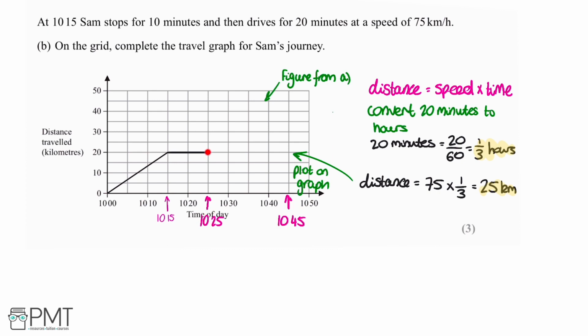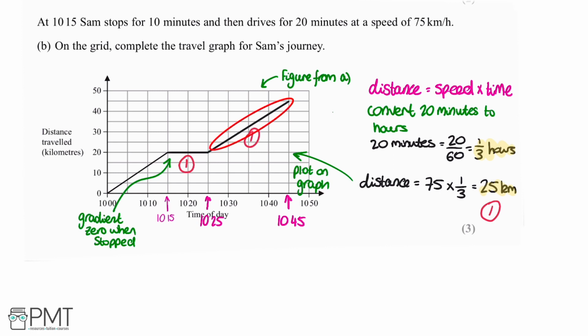And we know between here and here, we're travelling 25 kilometres. So starting at 20, we're going to do 20 plus 25, giving us 45. So our line is going to go like this, up to 45 here. We get 1 mark here for this straight line portion here. Another mark for working out the distance of 25 kilometres. And a third mark for this portion of the graph here.